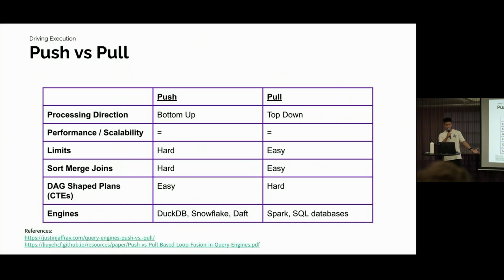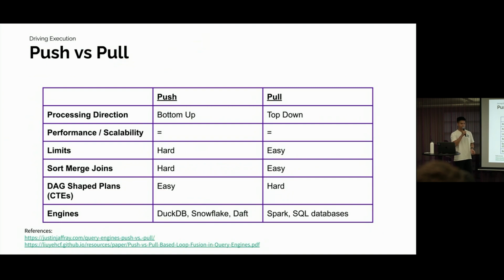So what are the trade-offs between push and pull? Performance and scalability-wise, if you look at the literature, there's actually not much difference between the 2. They're more just about how you process your plan, which direction you do it. However, some things are easier in one paradigm than the other. Limits, for example, are much easier in a pull model because it's inherently demand-driven. All the limit operator needs to do is say, hey, give me this chunk of data. Okay, I've reached my limit, stop. Sort merge joins are also similarly easy in a pull-based system. Essentially, you're iterating through 2 different sides of the table and then merging them together.